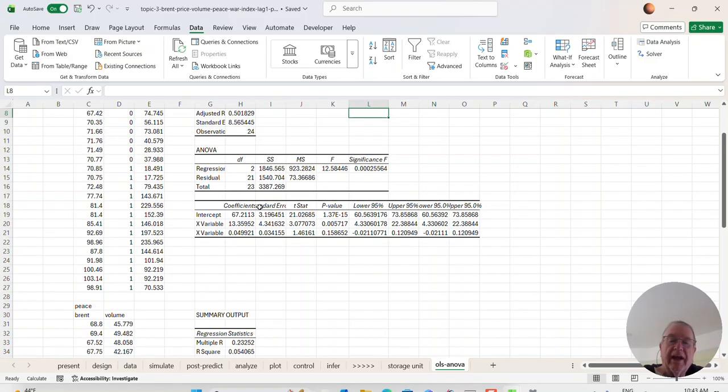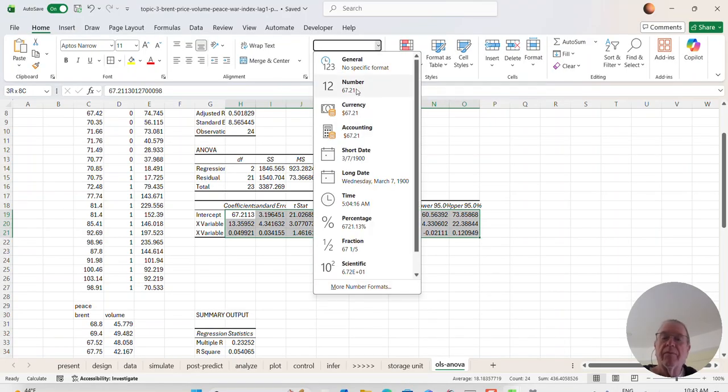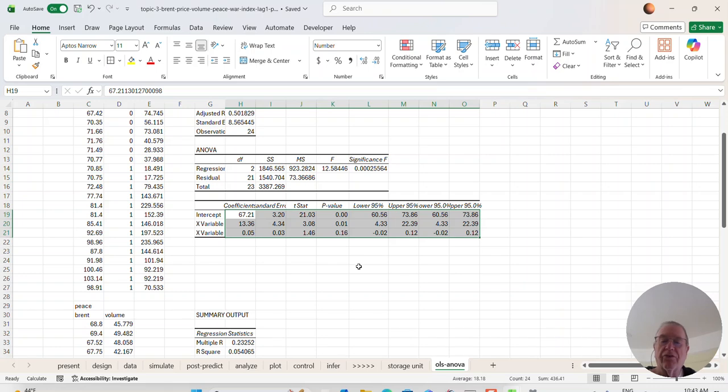Get similar stats. If we just make these a little bit easier to read. Simple formatting will do that. Just numbers. There we go. A lot easier to read.